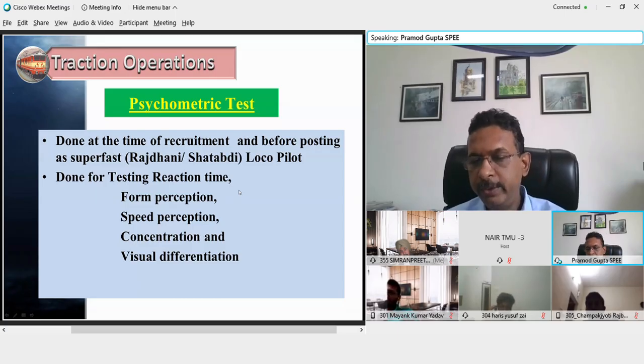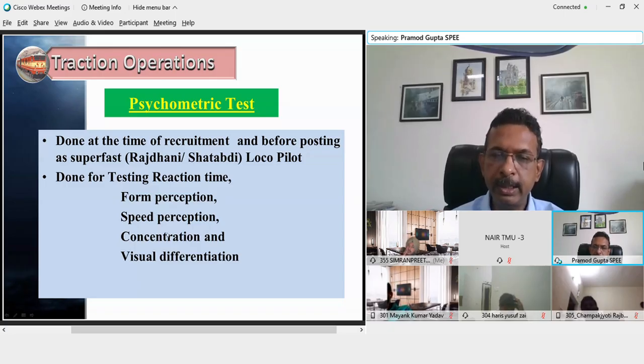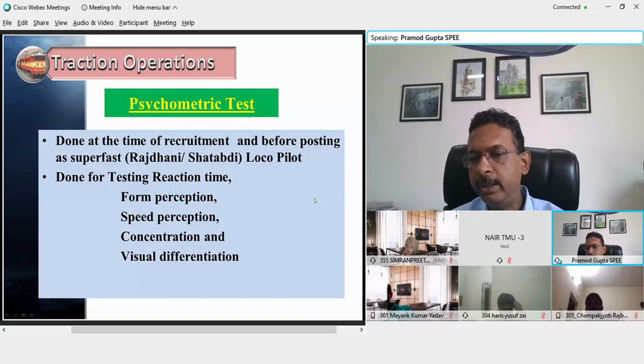The other one is the visual differentiation. It is something similar to the form perception. He should be able to identify or differentiate different visuals which are being shown to him. So these are some of the tests, and after completing and passing the test, he is then recruited to work as the loco pilot.